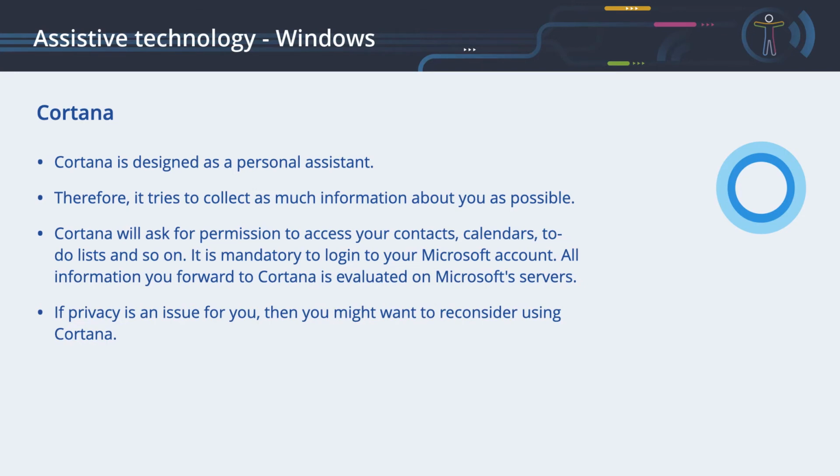Cortana is designed as a personal assistant. Therefore, it tries to collect as much information about you as possible. Cortana will ask for permission to access your contacts, calendars, to-do lists, and so on. It is mandatory to log in to your Microsoft account. All information you forward to Cortana is evaluated on Microsoft servers. If privacy is an issue for you, then you might want to reconsider using Cortana.